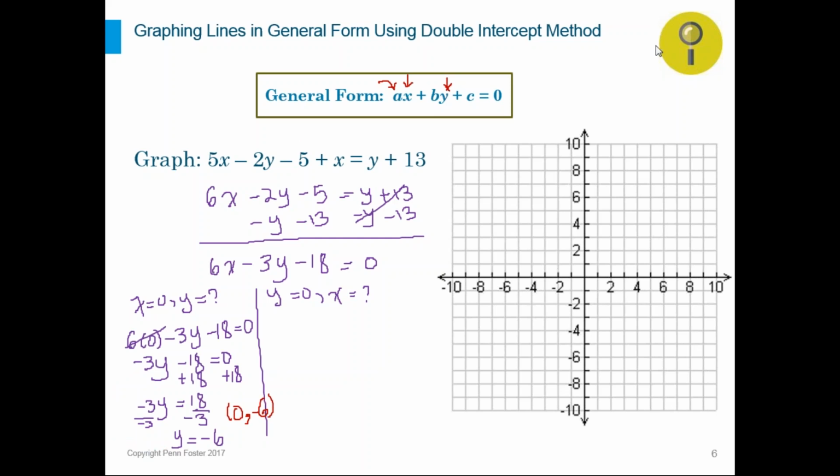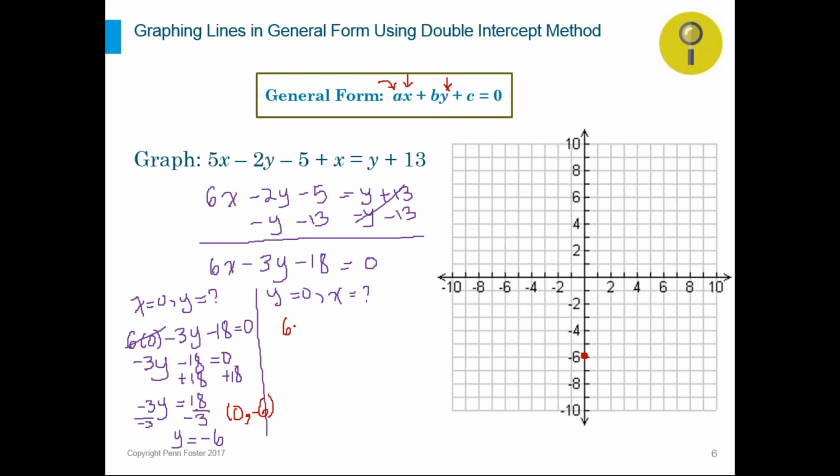So let's plot that on the coordinate plane. 0 and then go down 6 units: 1, 2, 3, 4, 5, 6. So that's the first point here. 1 point is not enough. We need another point. So let's set y equals 0 and solve for x.